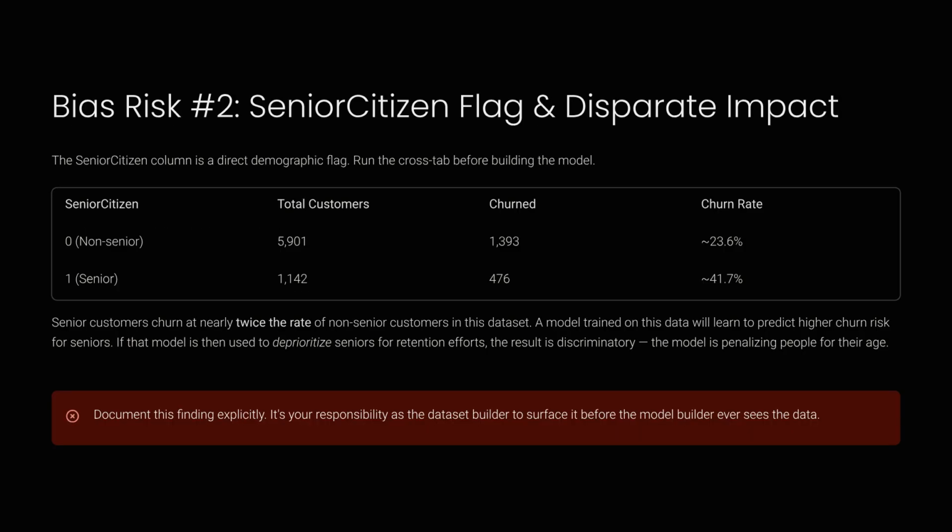Bias risk 2 involves the direct SeniorCitizen flag. Cross-tabulation shows senior customers churn at nearly twice the rate of non-seniors. Using this flag to deprioritize seniors for retention is discriminatory. This finding must be explicitly documented.